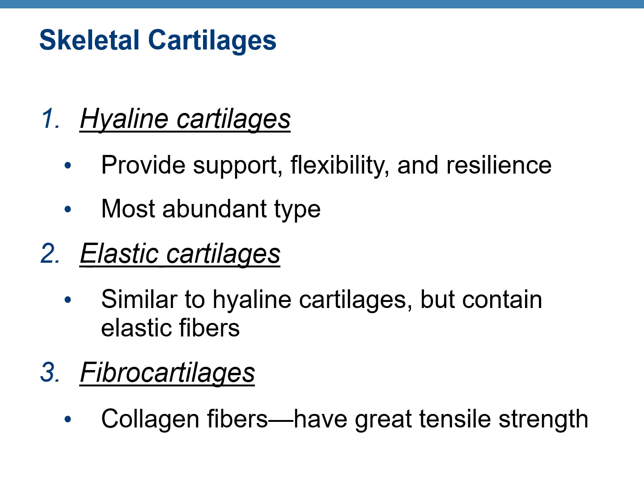So there are three major types of cartilage: hyaline cartilage, elastic cartilage, and fibrocartilage. Hyaline cartilage is the most abundant type, and provides support, flexibility, and resilience. Elastic cartilage is similar to hyaline cartilage, but contains more elastic fibers, while hyaline cartilage contains collagen fibers. Fibrocartilage contains lots of collagen and has great tensile strength.